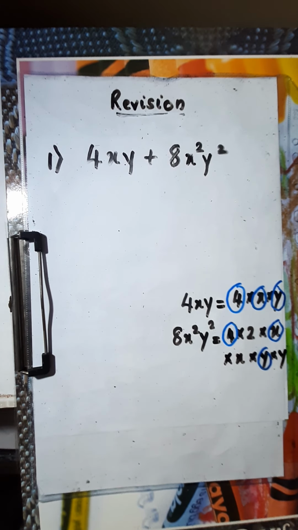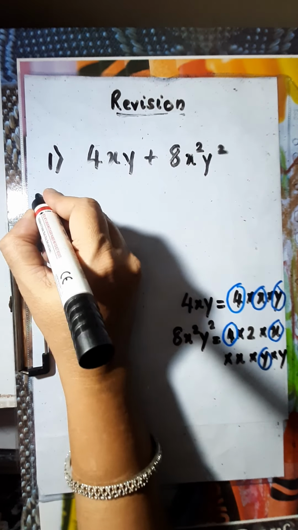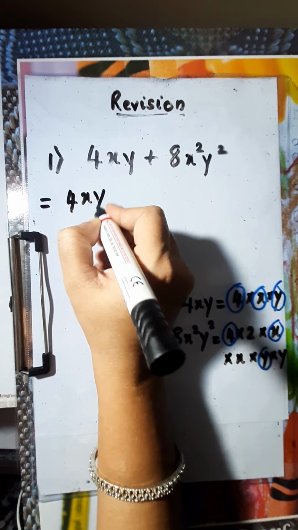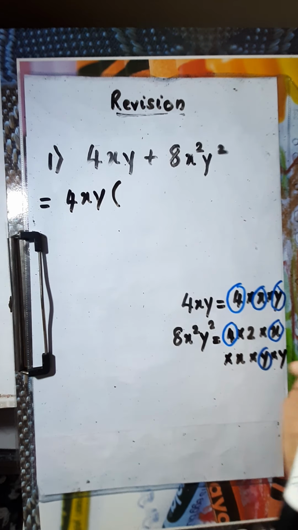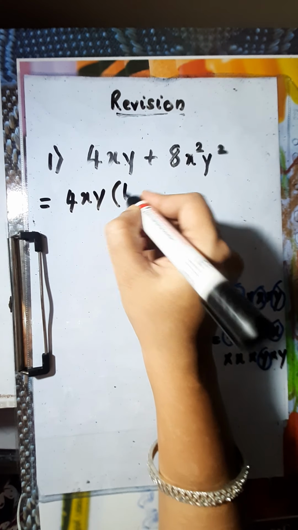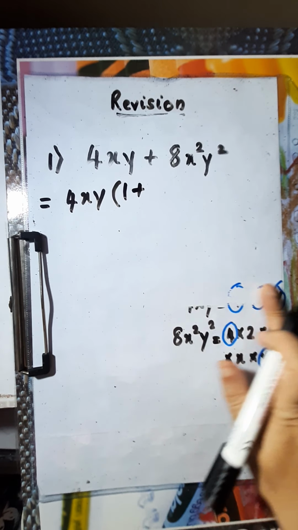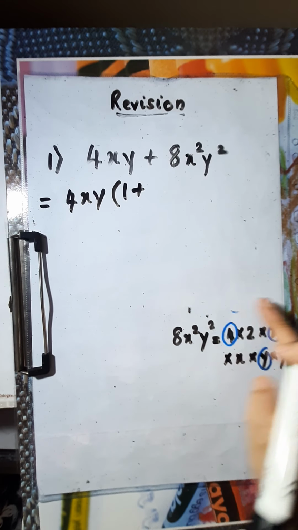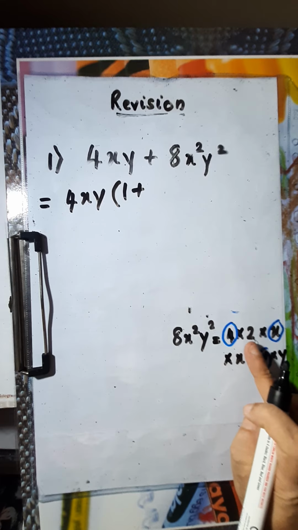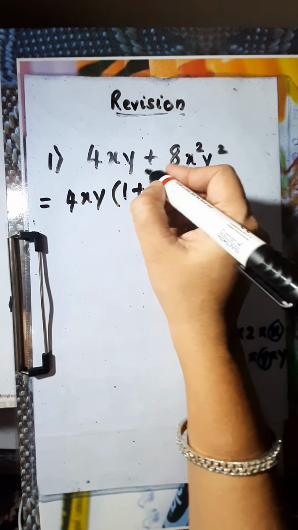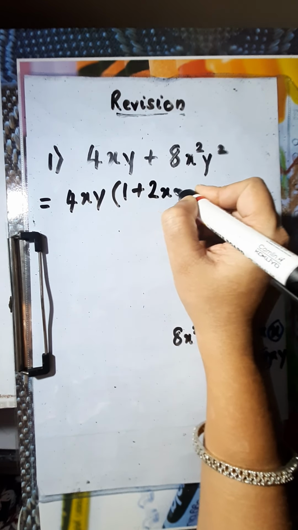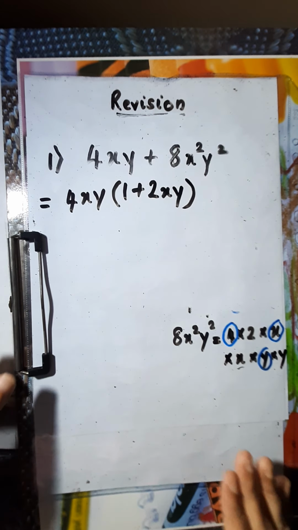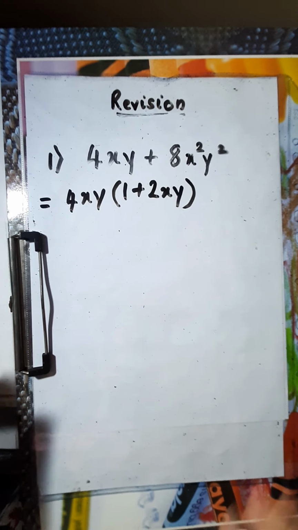I will remove whatever I have circled. I remove 4xy as common. Now 4xy, everything is gone away. What am I left with? I am left with 1. Now look here. I removed 4xy, what is left behind? 2x and y. So plus 2xy. This is how I remove common. This is one thing you have to understand very carefully, then only we can go ahead with the rest of it.